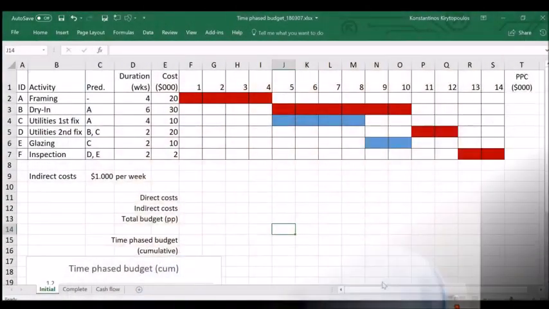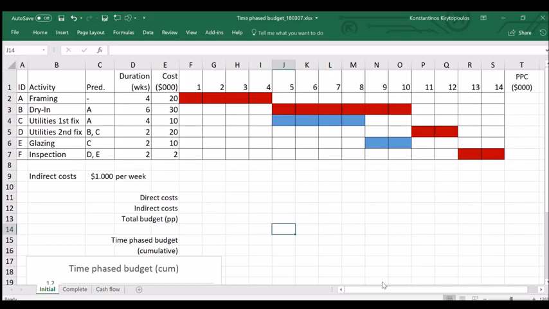Hi everyone. In this video, we'll have the opportunity to explore time phase budgets, see how we construct time phase budgets, and of course, we will be able to differentiate between time phase budget and cash flows. Well, let's come back to our favorite project.